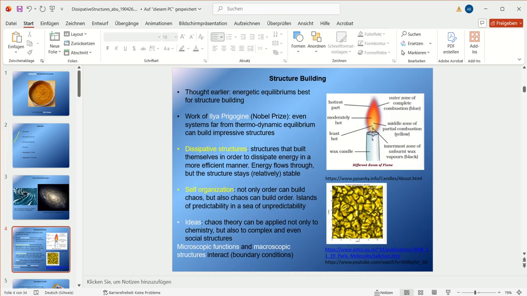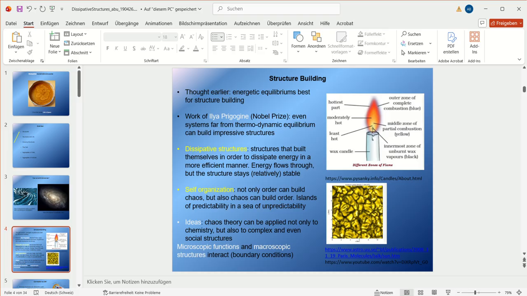So often you can find islands of predictability in a sea of unpredictability. And Prigogine also stresses that you have to look at microscopic and macroscopic structures, and sometimes, despite the microscopic structures being chaotic, you can tell regularities in the macroscopic structures.